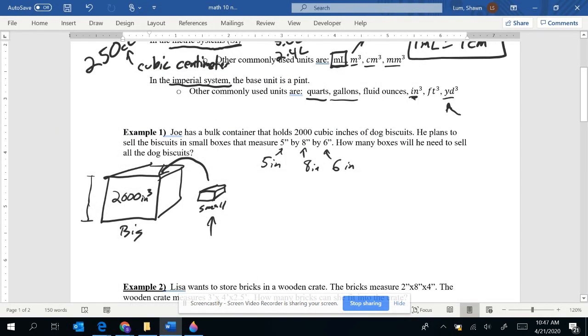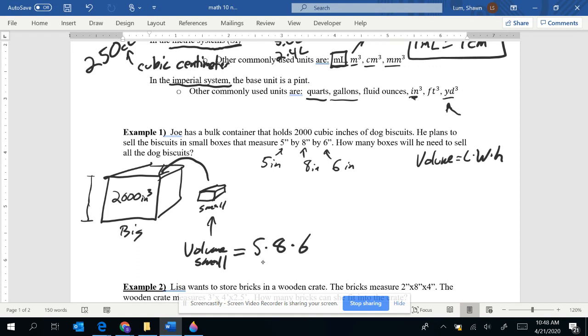So let's go back to here. Volume is going to equal length times width times height. And that's true only for boxes. That's the formula for volume for boxes. So first we're going to find the volume of the small box. We're going to keep it in inches. It's going to be length times width times height. So it's going to be 5 times 8 times 6.